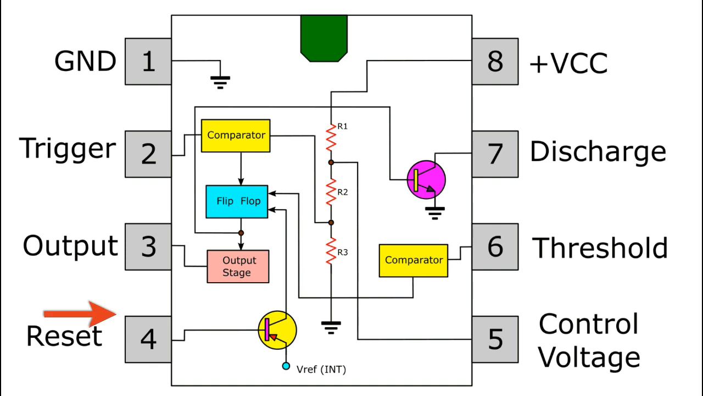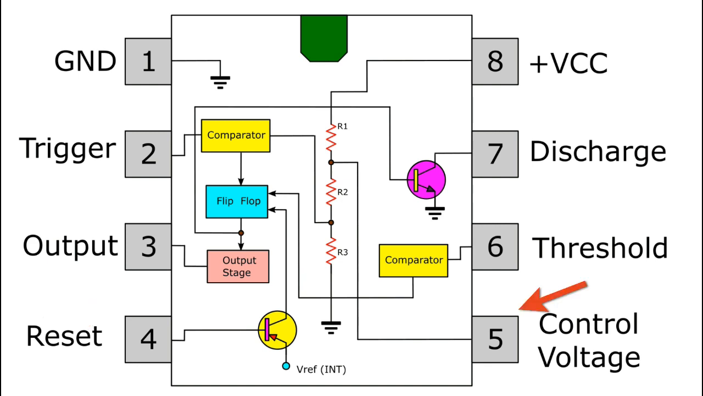Pin 4. Reset. This pin is used to reset the internal flip-flop controlling the state of the output. This is an active low input and is generally connected to a logic 1 level when not used to prevent any unwanted resetting of the output.